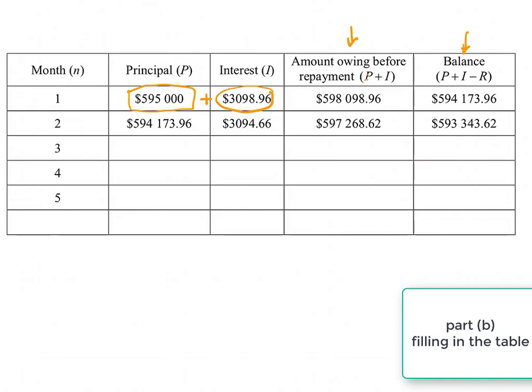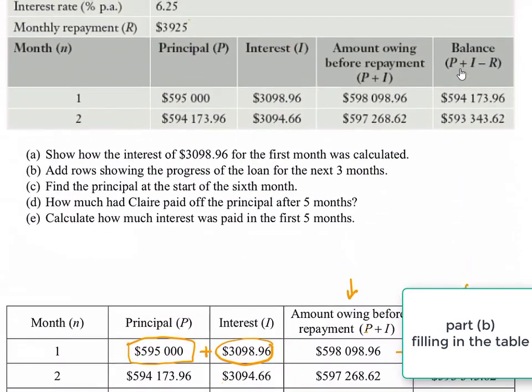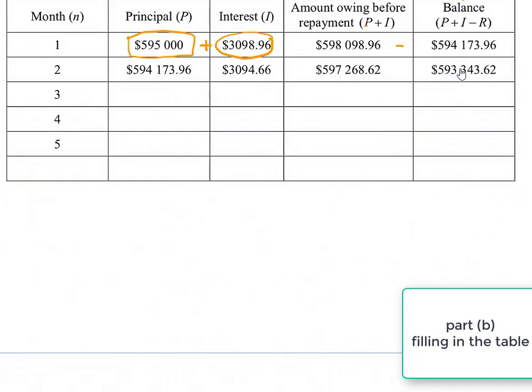And the balance is when we make our first repayment. Now in this question, we are showing our repayment. So what we're doing is we have our principal and our interest, and we subtract that repayment. And the repayment we are told in the question, let's go back up and find it, my monthly repayment is $3,925. So here I've got my $598,098.96 and I've taken away that repayment, and this is my new principal. That's now what I owe.